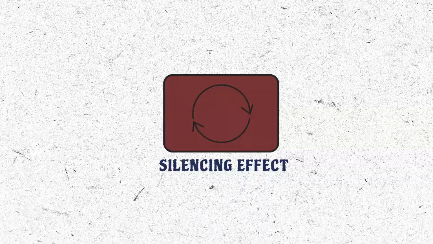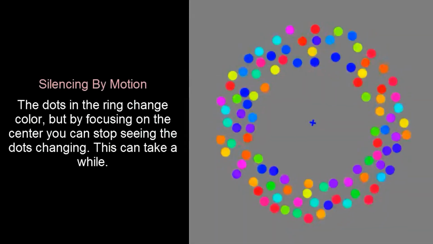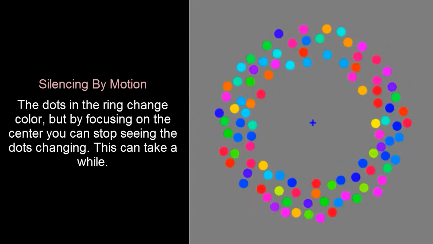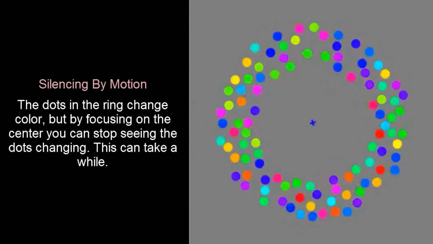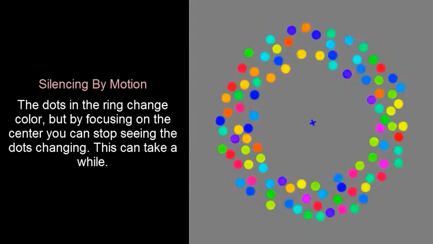Silencing effect. If you look at the center of this image, you can see the small balls changing color. But when the balls start rotating, they seem to keep the same color, even though they are still changing. This occurs because it's harder to notice changes in moving objects.